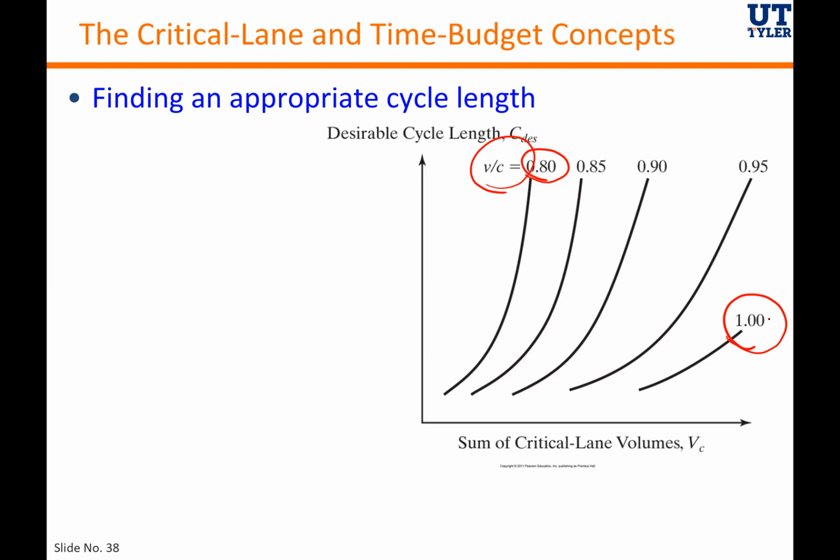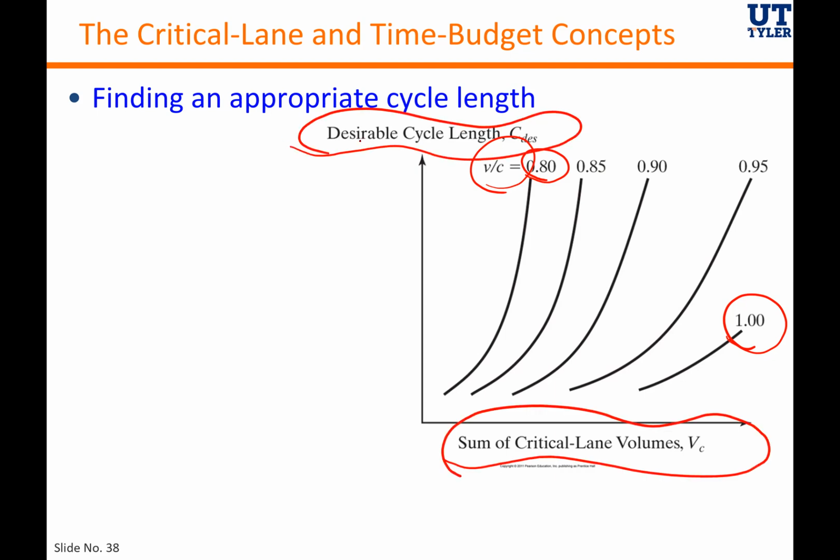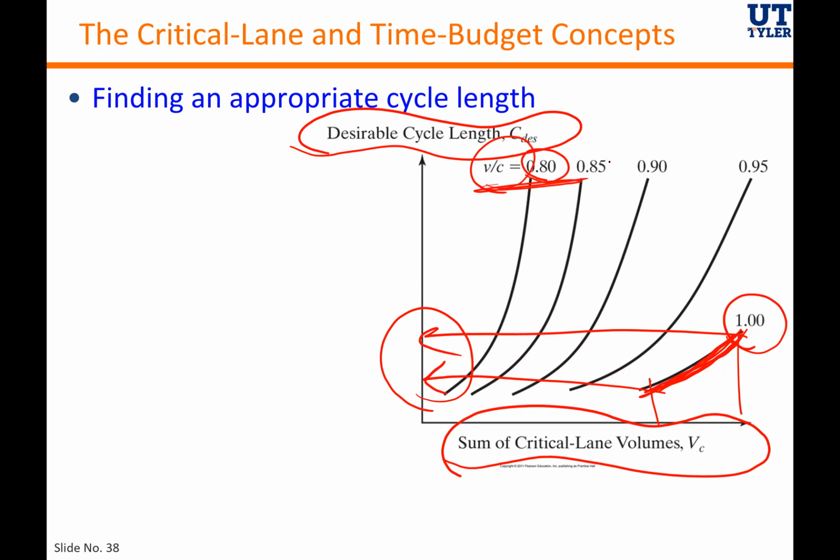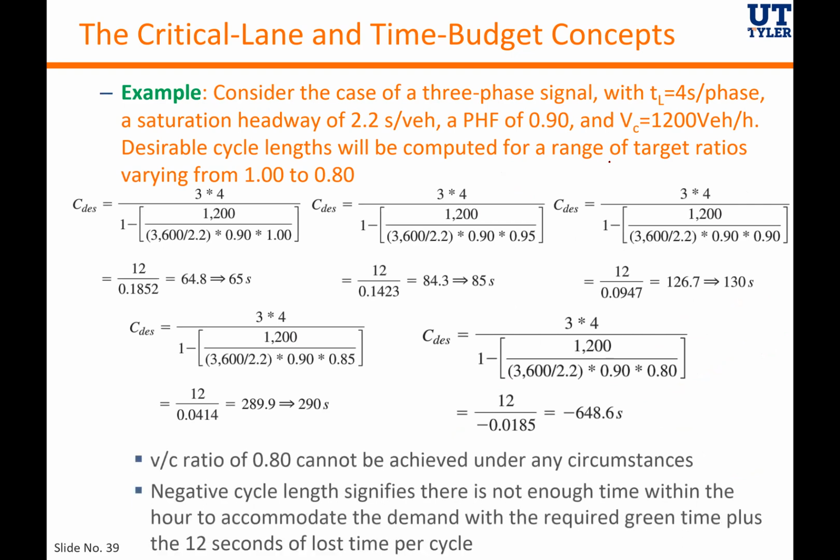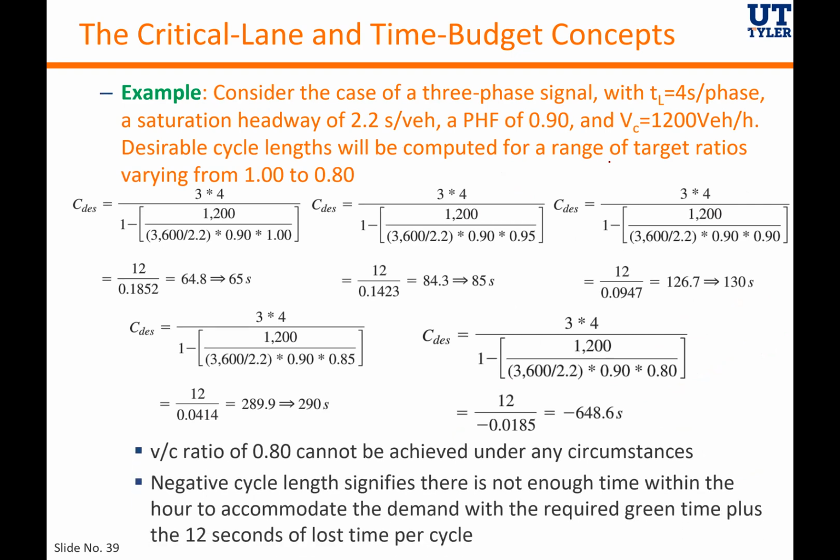So this is just to give you an idea of the sum of critical lane volume versus the desirable cycle length relationship, where if I want to have V over C equal to 100%, or 1, the sum of critical volume versus the desirable cycle length, the cycle length is going to end up being very small. A small desirable cycle length means more phases, and that means more lost time versus the 80%.